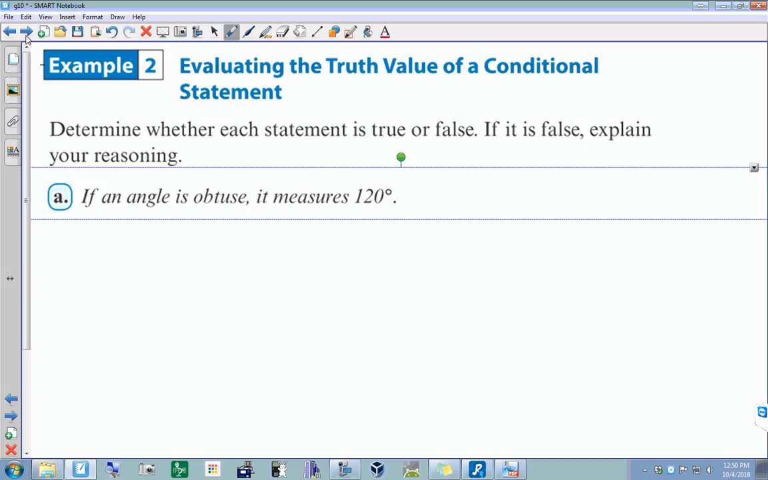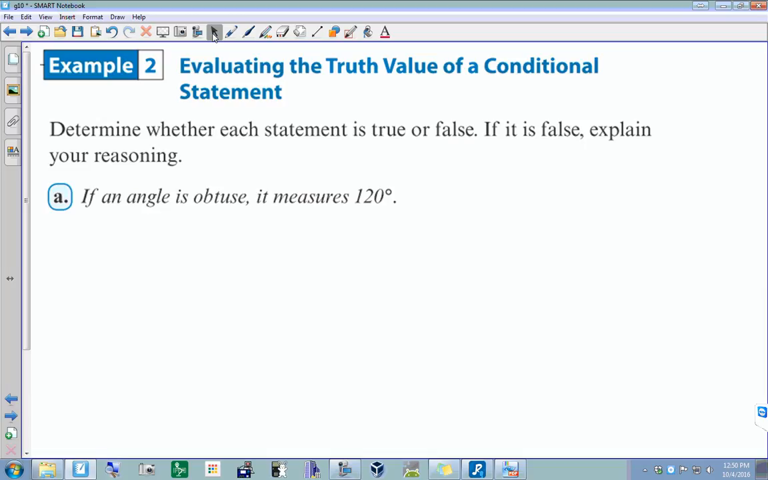So, is this true or false? If an angle is obtuse, it measures 120 degrees. Is this true? But what is this saying? Correct. If an angle is obtuse, it measures 120 degrees. So anything that is listed as an obtuse angle must be 120 degrees. Well, that is clearly false, correct? So if it's false, explain your reasoning. Well, it's false because not all obtuse angles are 120 degrees. Easy enough thought, right?